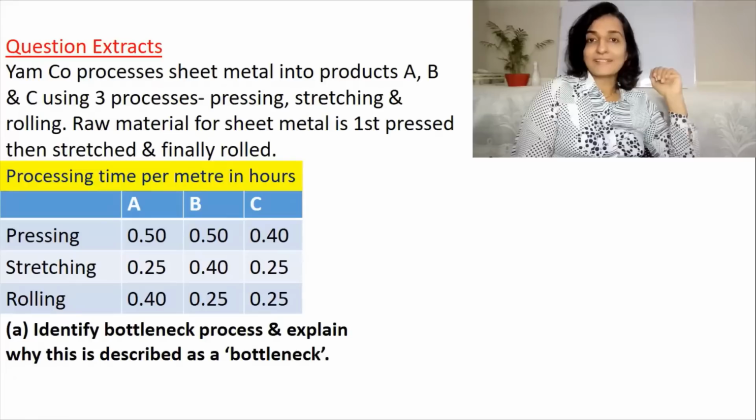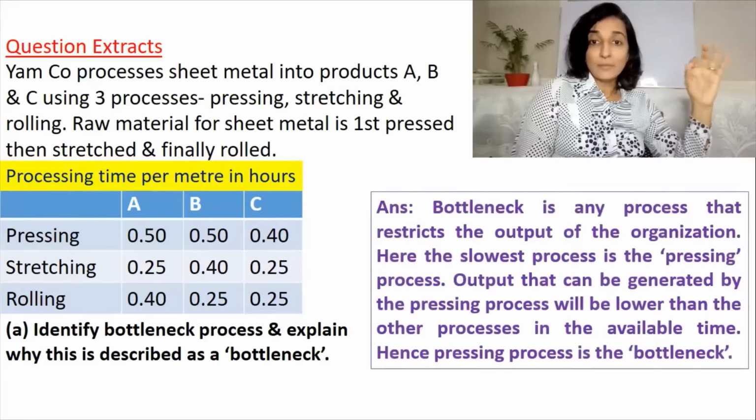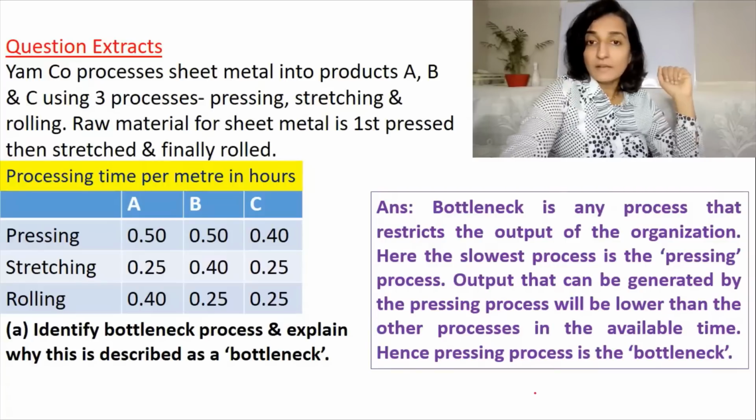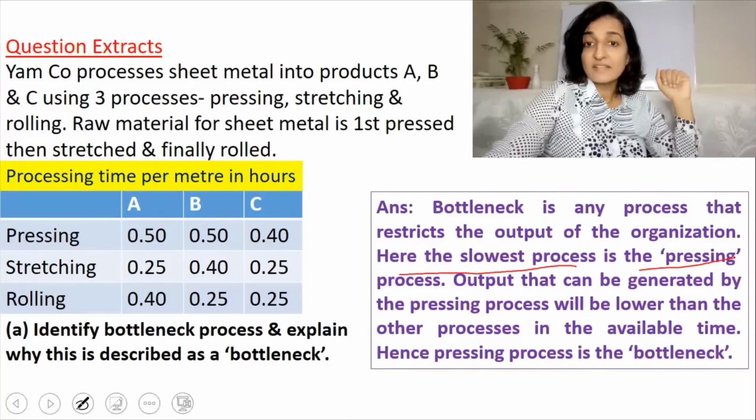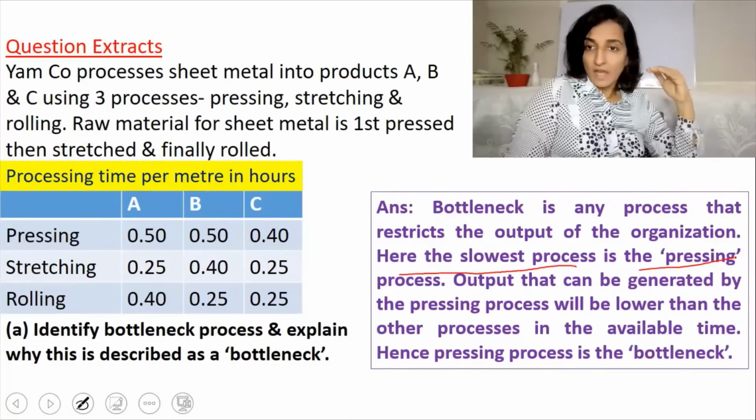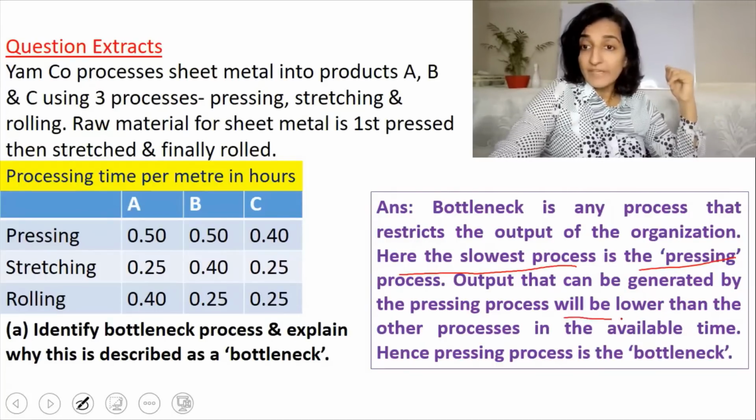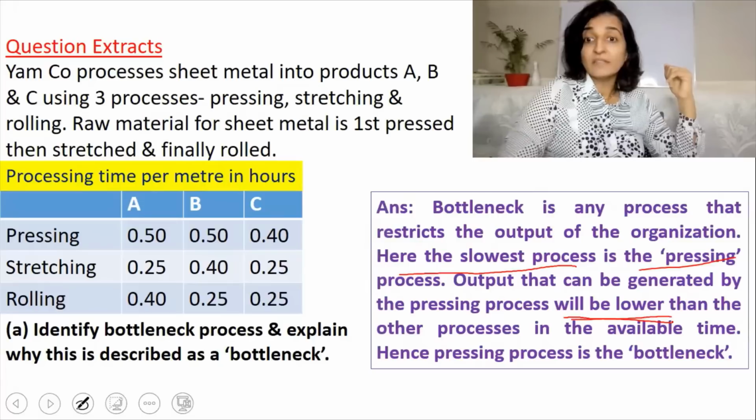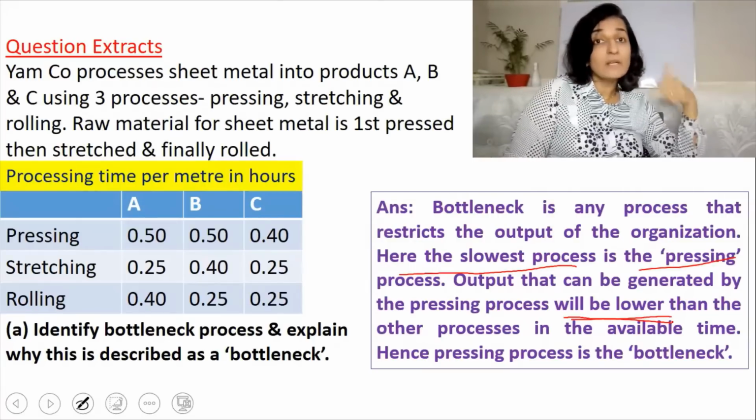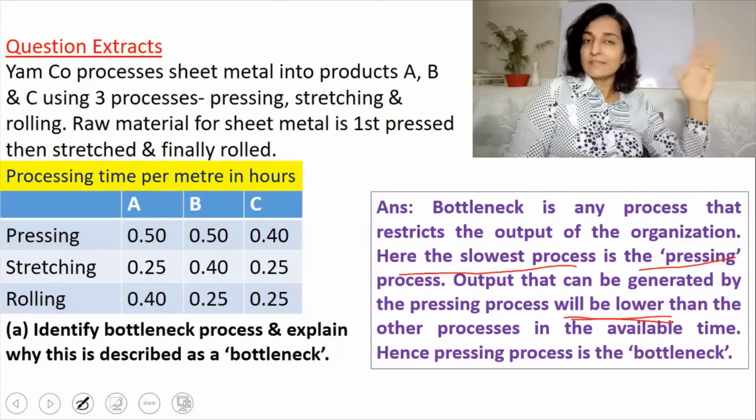So the answer goes like this. Bottleneck is any process that restricts the output of the organization. Here, the slowest process is the pressing process. Output that can be generated by the pressing process will be lower than the other processes in the available time because it is slow. Hence, pressing process is the bottleneck.